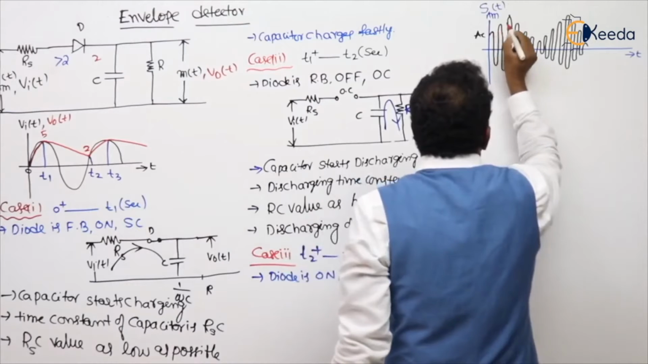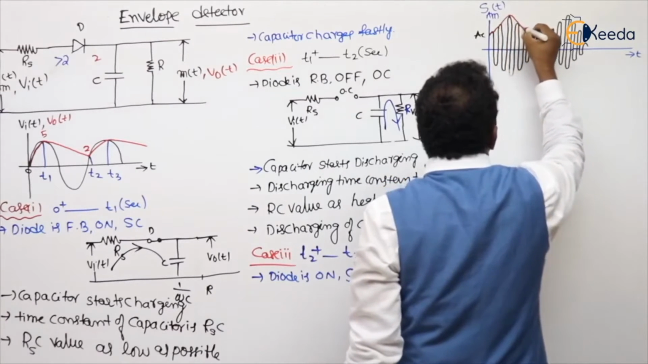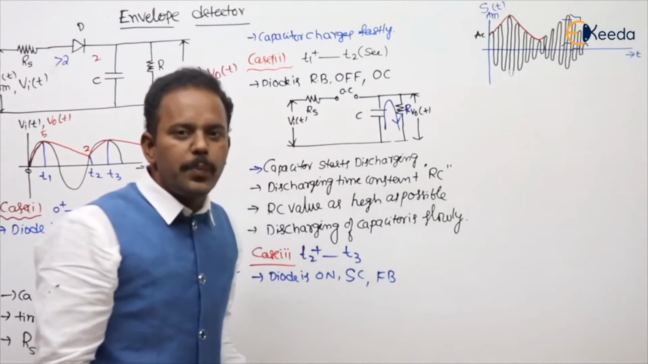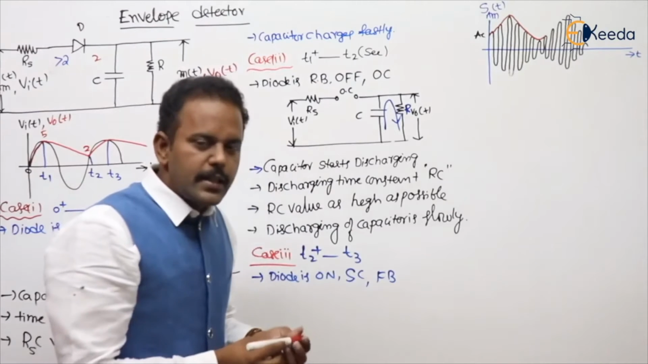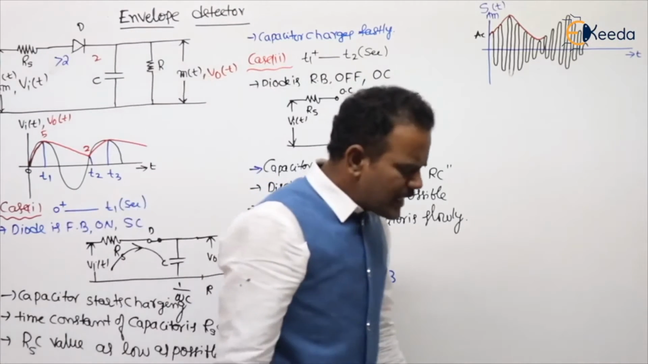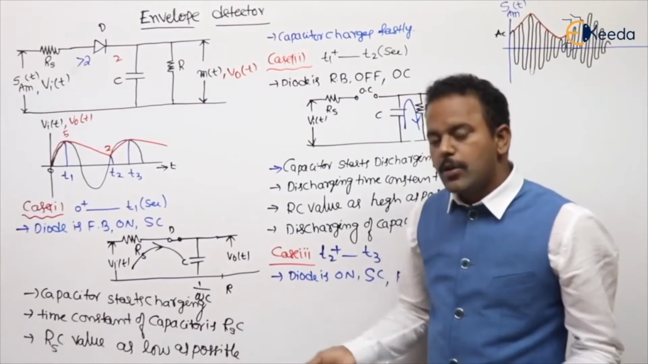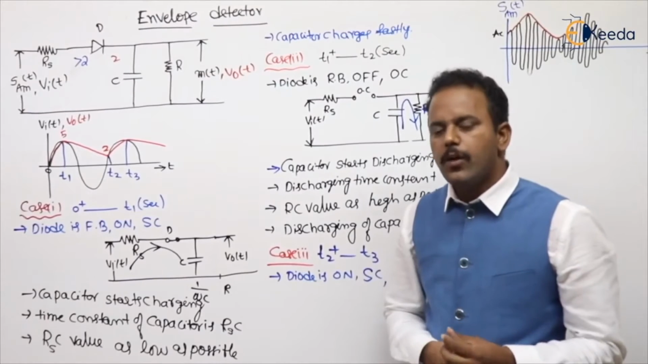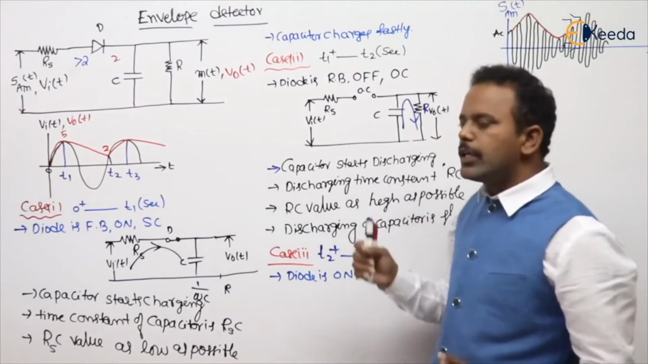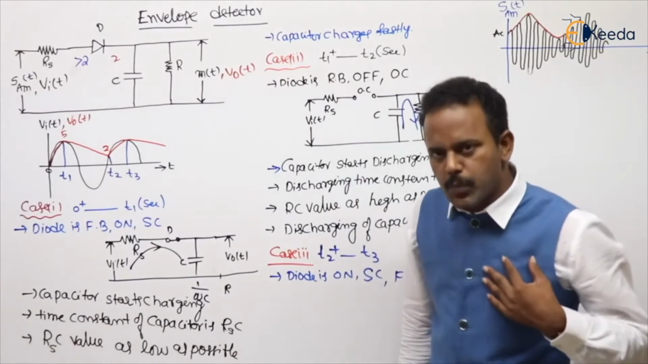Charging. After the peak value, discharging. But that discharge is slow, so it will collect all these peaks. If it is collecting smoothly all those positive peaks, that is nothing but our message. And there is no constraint on the charging time constant. The charging time constant we maintain less, so charging is fast. Why do we maintain its value less? Why is discharging more? And what is the constraint on the discharging time constant? I will explain you. Please follow.